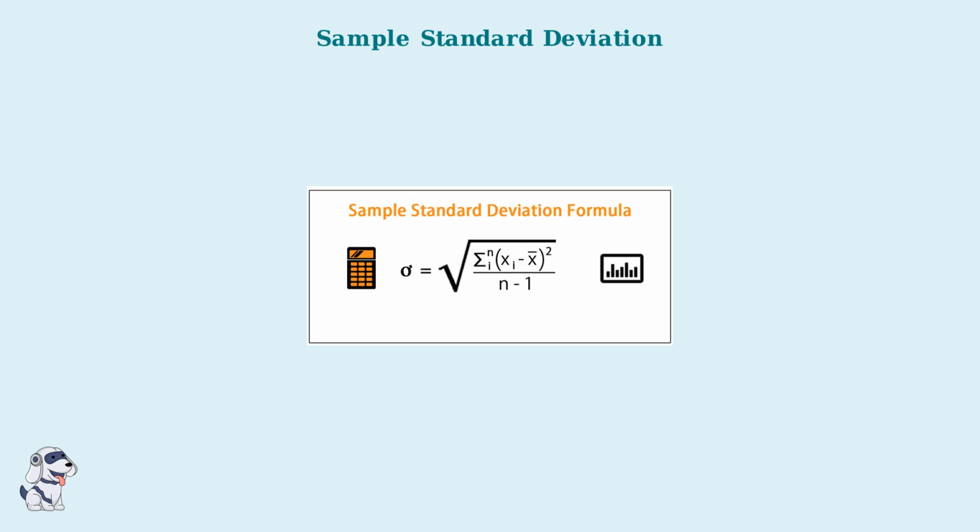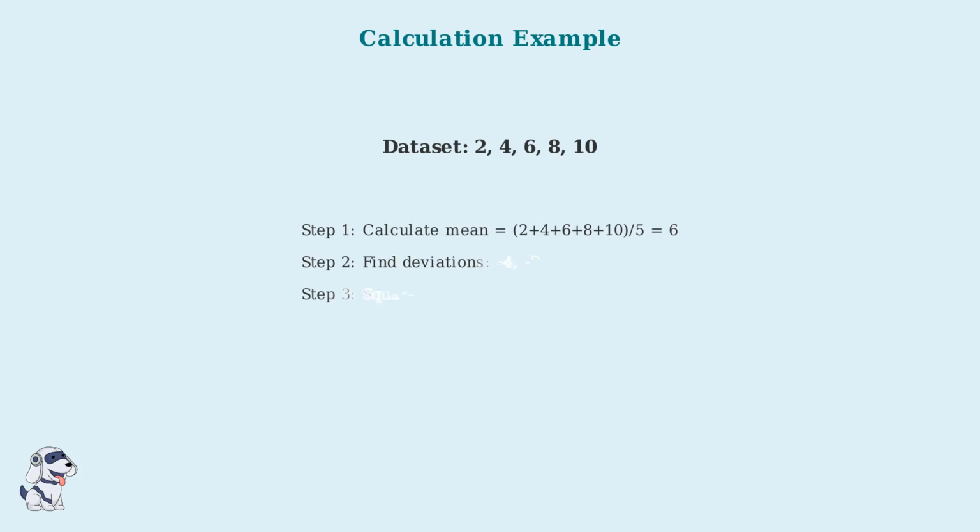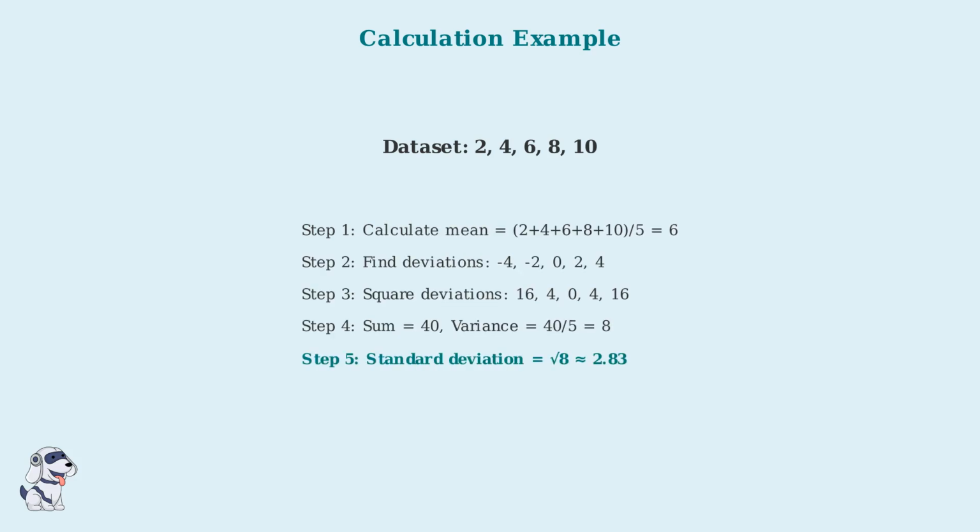Here's a simple example with the dataset 2, 4, 6, 8, 10. First, we calculate the mean, which is 6. Then we find how far each value is from the mean, square these deviations, sum them up, and divide by the number of values to get the variance of 8. Finally, taking the square root gives us a standard deviation of approximately 2.83.